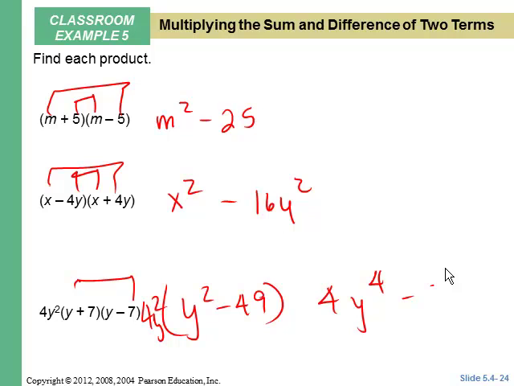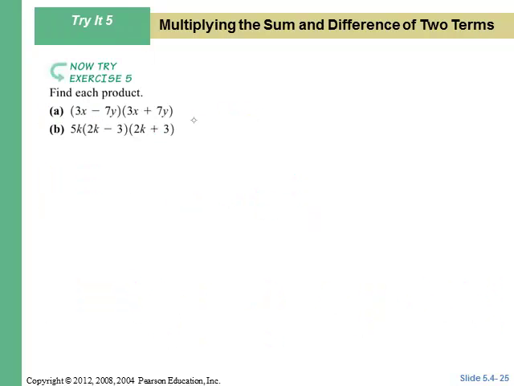Let's see, what is that? 196 y squared. Okay? 9x squared minus 49y squared.